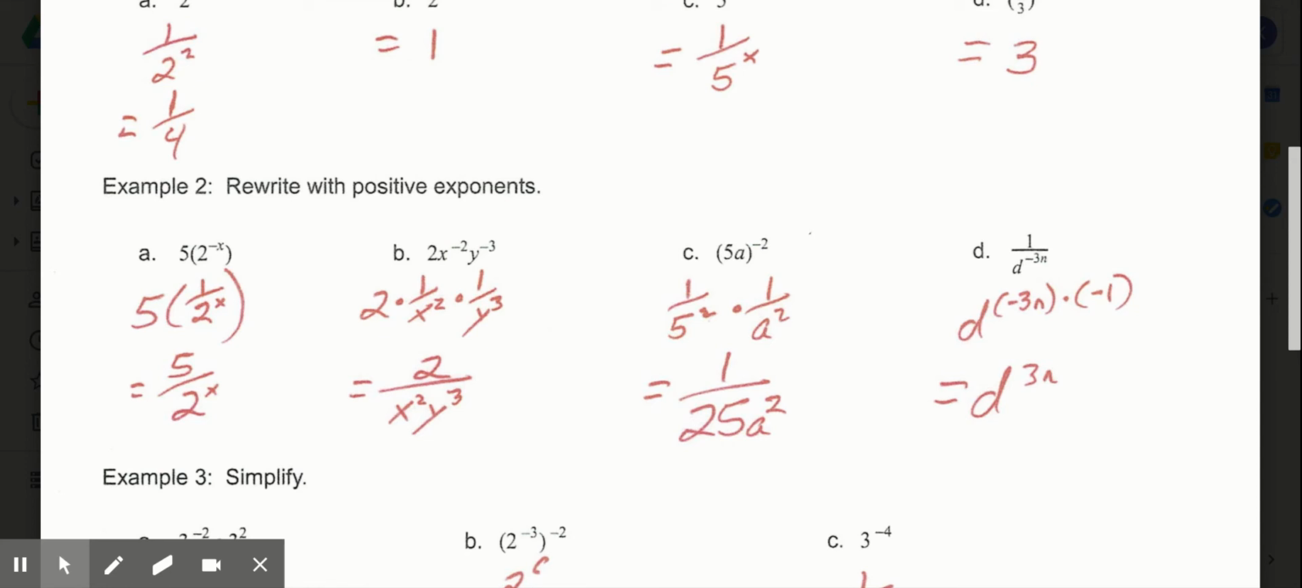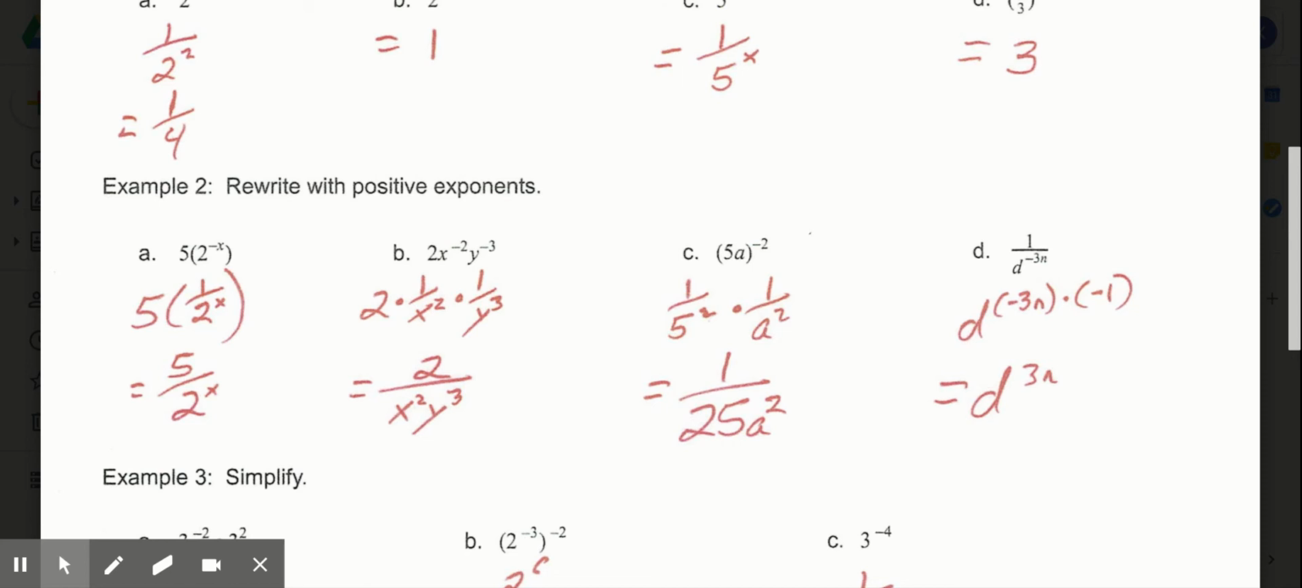In B, we have 2 times x to the negative 2, y to the negative 3. Now the 2 is not in parentheses with the x, so they can be separated. So we separate the 2. The x to the negative 2 becomes 1 over x squared. The y to the negative 3 becomes 1 over y cubed. So then when I combine and rewrite this, the only thing on top would be 2 times 1, which is 2. And the bottom, x squared times y cubed, so x squared y cubed.